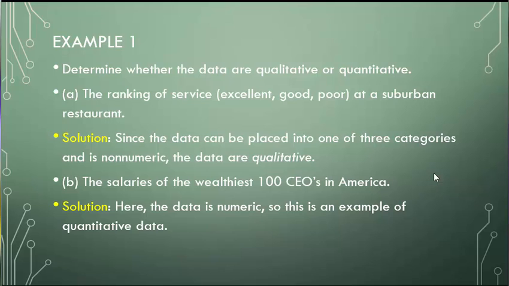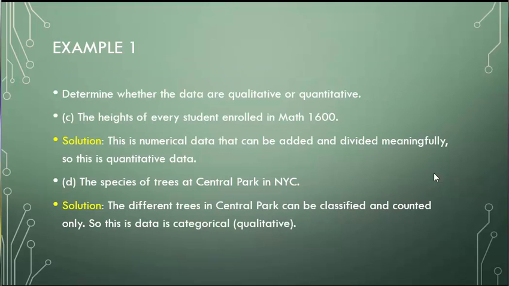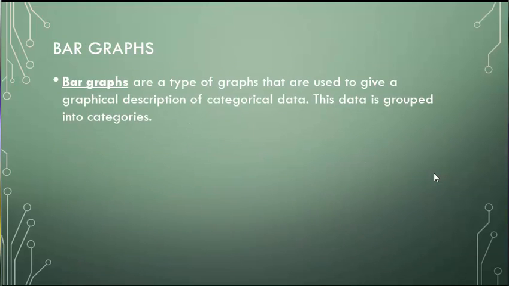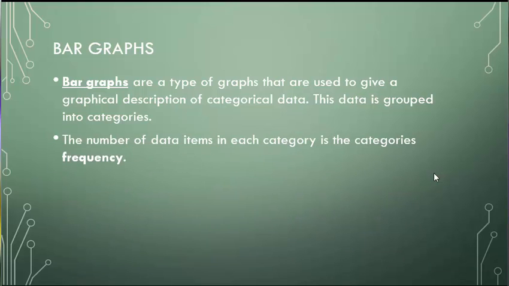Now, we said in this section and the next section we're going to talk about graphical descriptive statistics. So the first graph we want to talk about is the bar graph. Bar graphs are a type of graph used to give a graphical description of categorical data, and this data is grouped into categories called classes. And the number of data items in each of these categories is that class frequency.